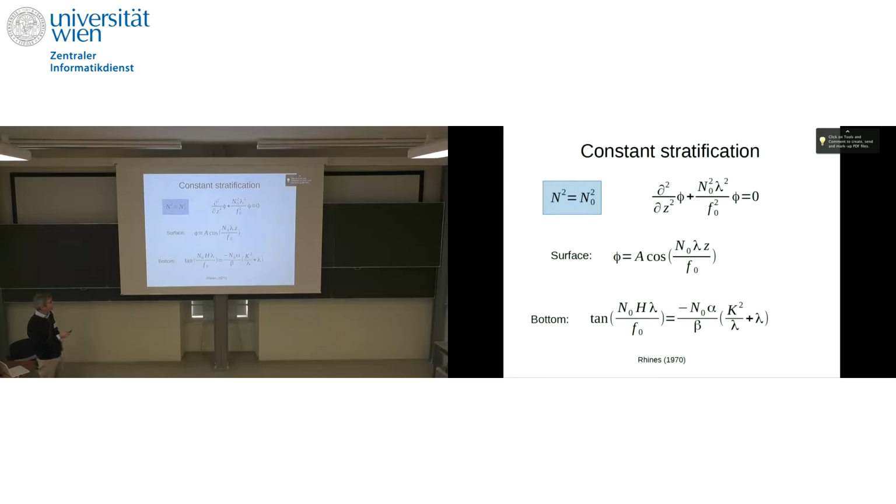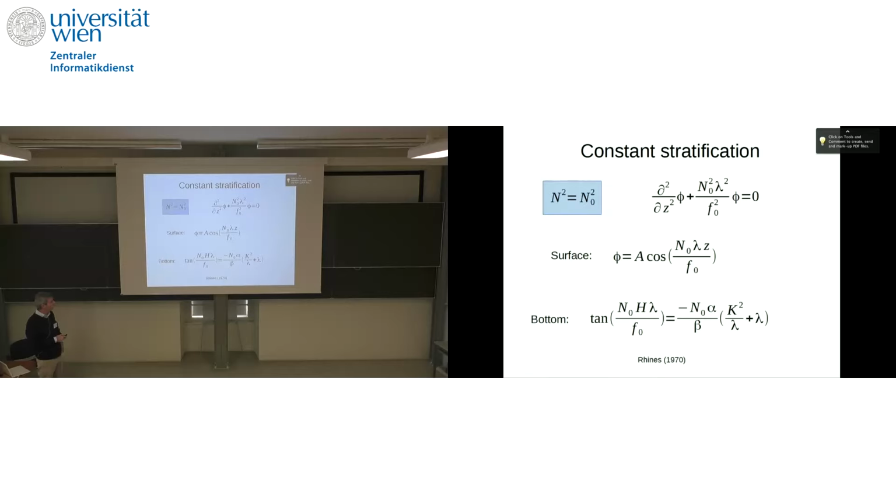Now the constant stratification case, where the equation was this, with the sines and cosines, was done by Peter Rhines in a paper in 1970. This paper is usually referred to because it's one of the first to look at topographic Rossby waves, but he also derives these baroclinic modes with constant stratification. The solution which obeys the surface condition is just this cosine function. If we had phi equals zero at the bottom, we would retain a cosine function, but then these would become quantized, so we'd get a set of discrete eigenvalues for the vertical structure.